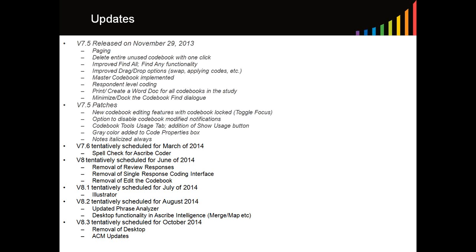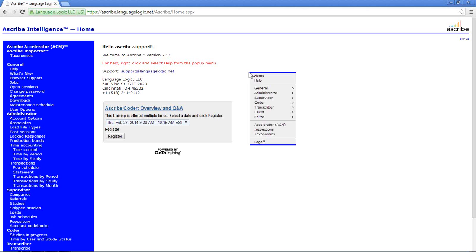And also, for some of you, this next point is important. The merge map capability that's in desktop is supposed to be introduced in August of 2014. And then in October of 2014, version 8.3, we can remove desktop, and we're also going to see some ACM updates then. All of these dates are tentative. I just want to make sure that our clients and customers know what's going on with us in Ascribe Coder. So with that being said, I'm going to go ahead and move over to the software.